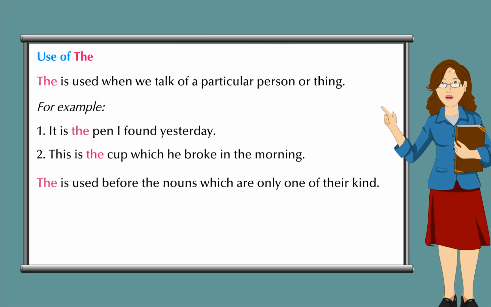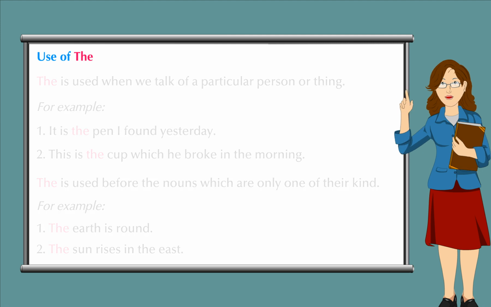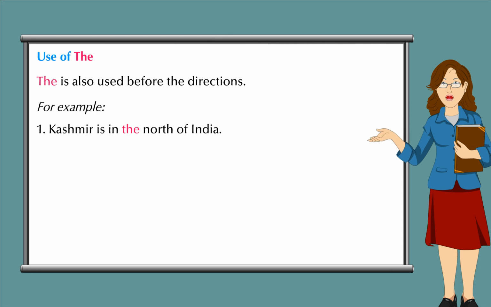The is used before the nouns which are only one of their kind. For example, number 1. The earth is round. 2. The sun rises in the east. The is also used before the directions. For example, number 1. Kashmir is in the north of India. 2. Kerala is in the south of India.